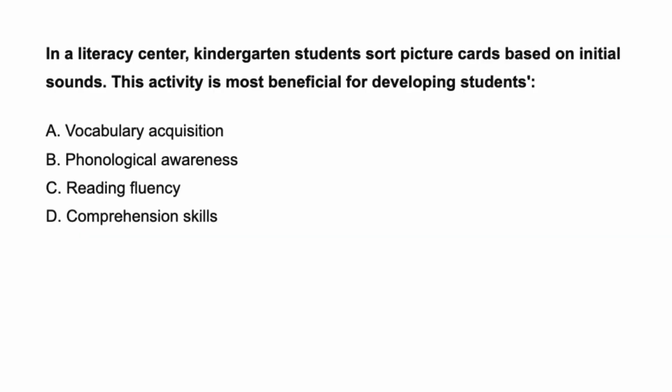In a literacy center, kindergarten students sort picture cards based on initial sounds. This activity is most beneficial for developing students. Correct response, letter B. By sorting picture cards based on initial sounds, students practice phonological awareness, specifically phonemic awareness, which is crucial for developing decoding skills and phonics knowledge.